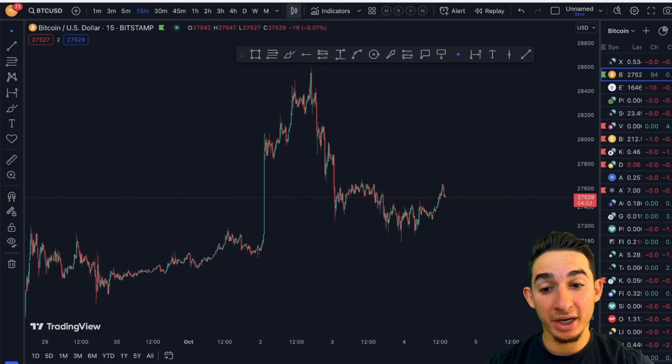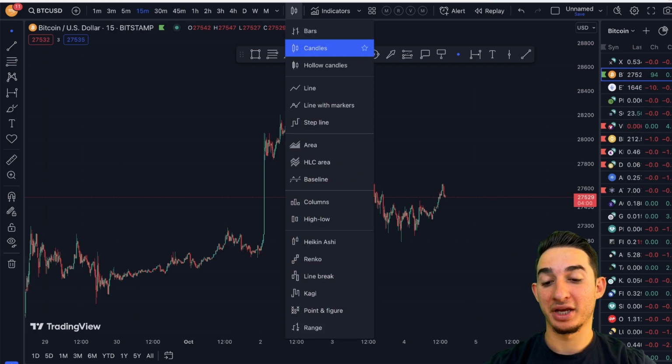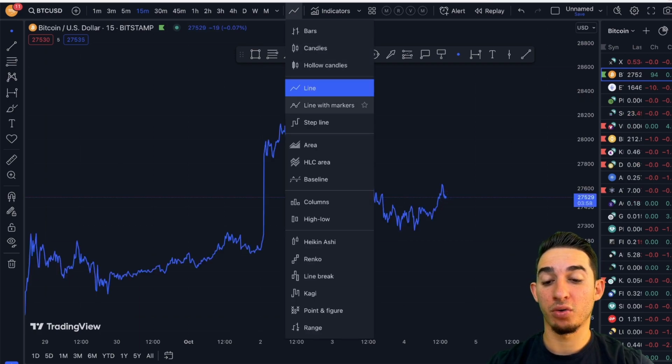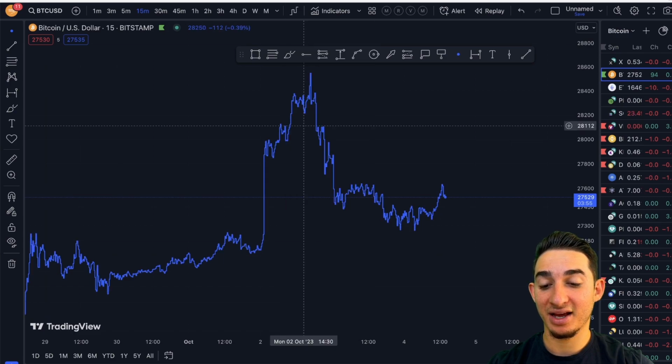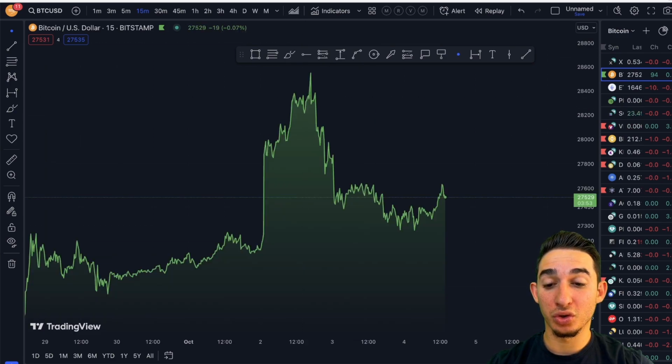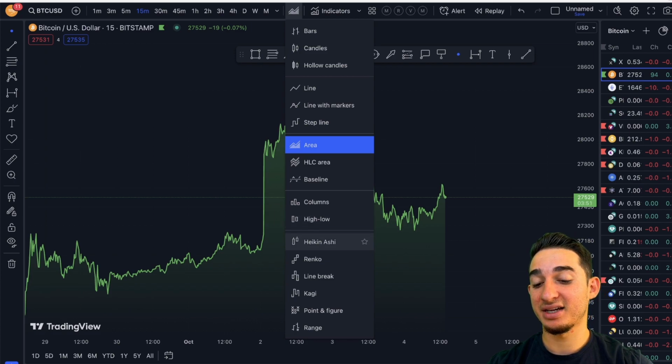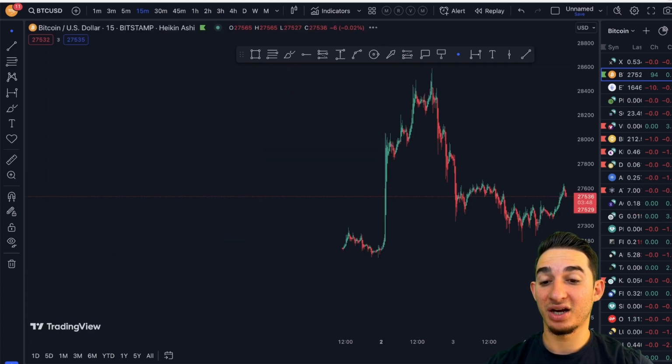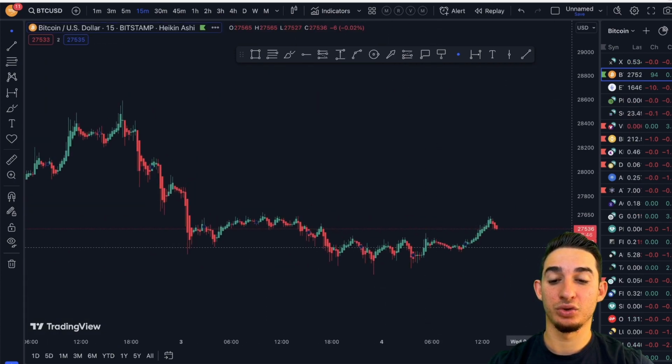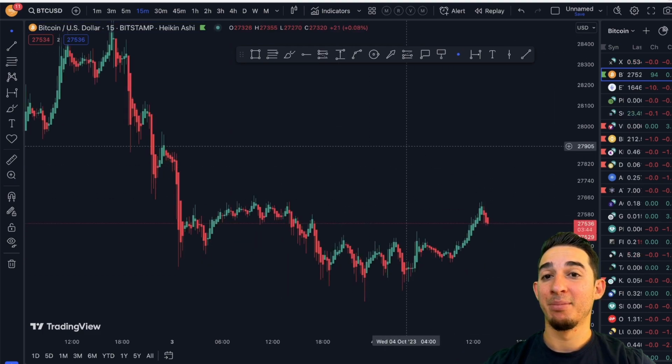If you want to change the candle type to a linear chart or line with markers or anything like that, you could do so. You could go ahead and do area. I'm not a big fan of that. I know a lot of people like to use Heiken Ashi candles because it tells you a proper trend line. But overall, guys, that is my video on TradingView.